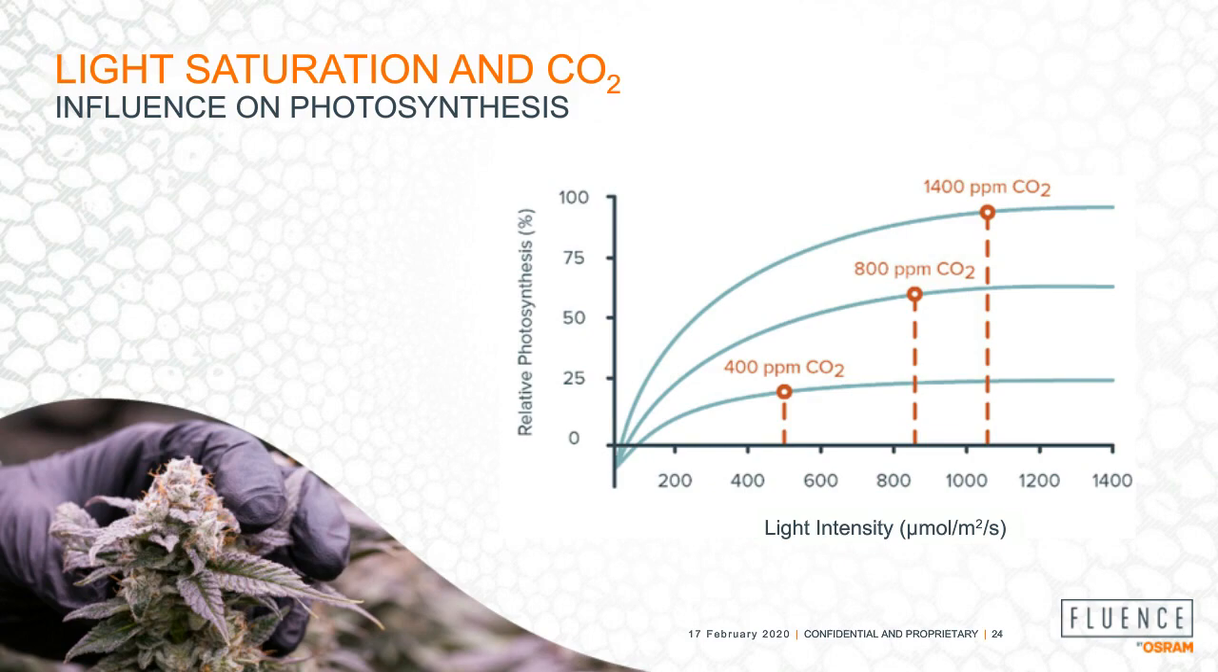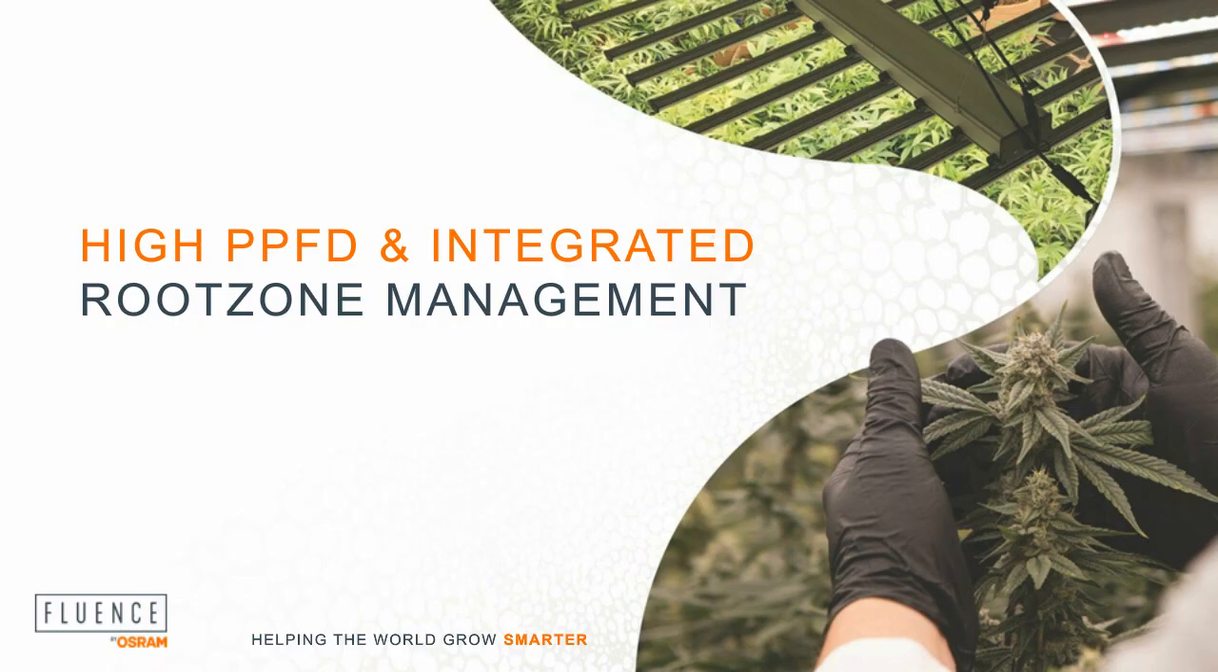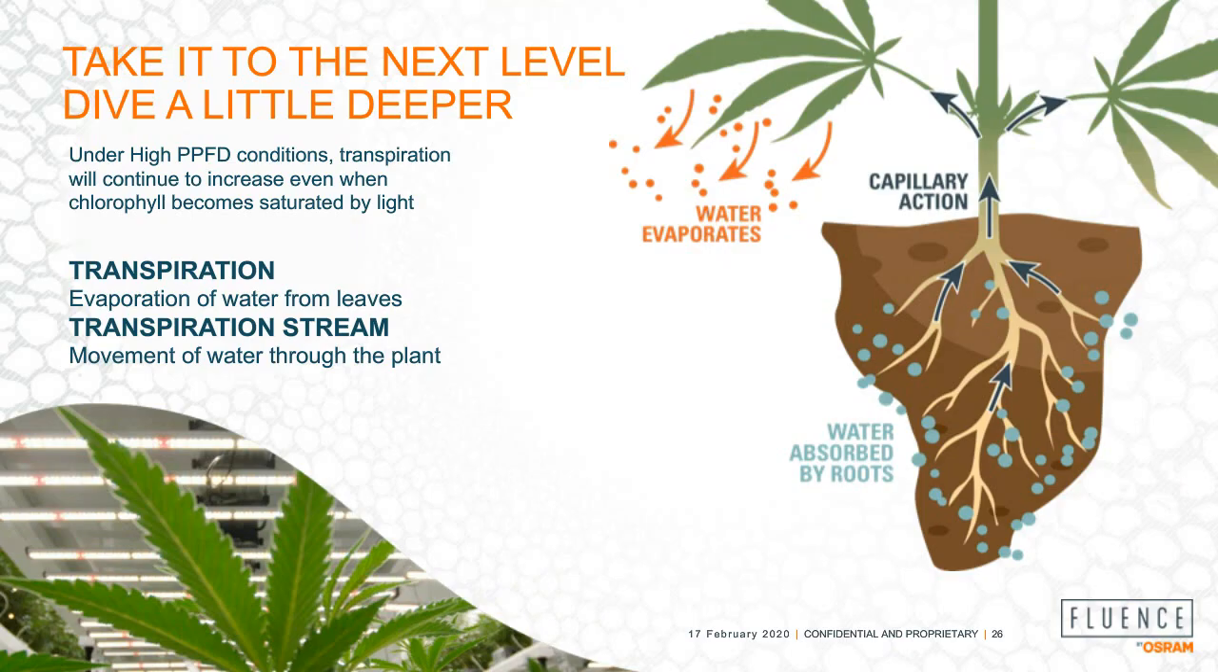Now let's talk about high PPFD and integrated root zone management. Before we dive into the physiology of roots and how they interact under high light conditions, we need to take a look at the overall scheme of what's going on in the below-ground parts of the plants. The major factor here would be transpiration, and transpiration is dictated by the pace of photosynthesis. But there are also key things that growers need to take into consideration here as well.